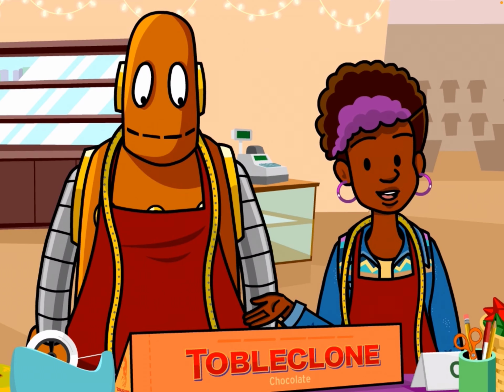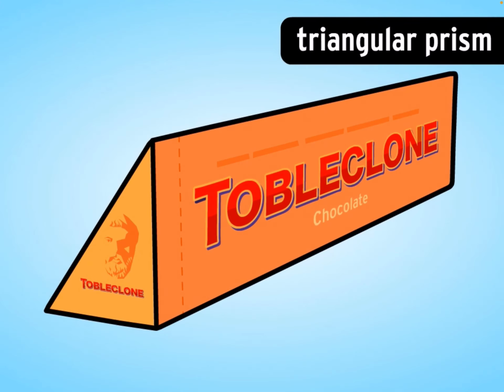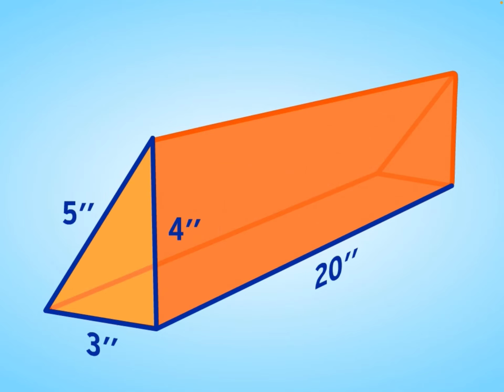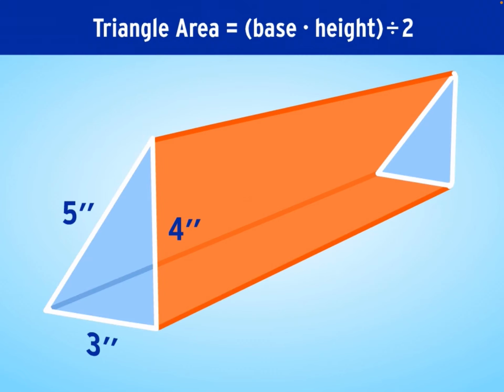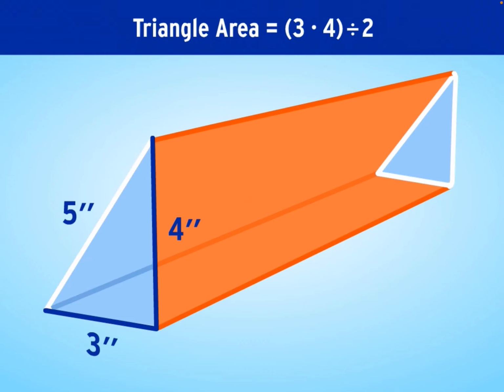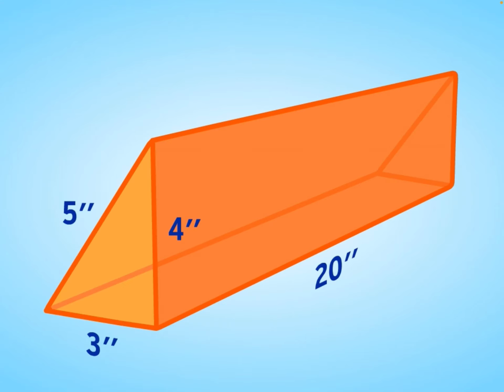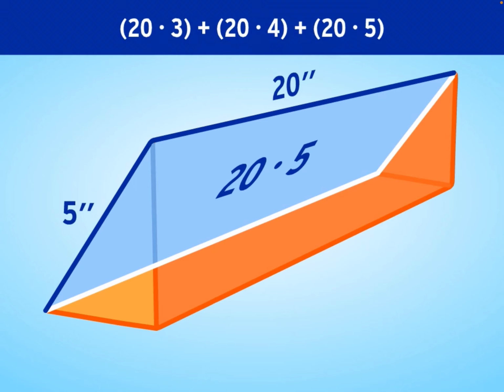This big hunk of chocolate is a triangular prism. Let's try calculating its surface area without opening the box. We'll start again by taking measurements of all the edges. Then we'll tackle finding the area of the triangular bases. Base times height divided by 2, 6 square inches. Next, find the area of the other 3 faces, the rectangles. Just multiply length times width for each one and add them all up.